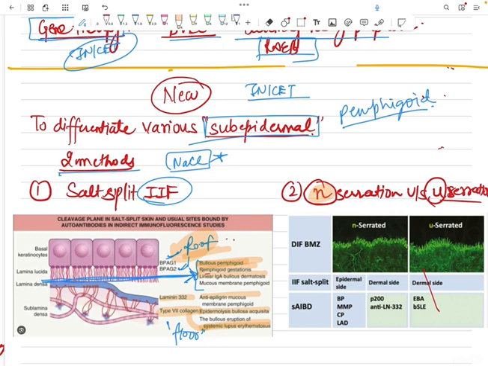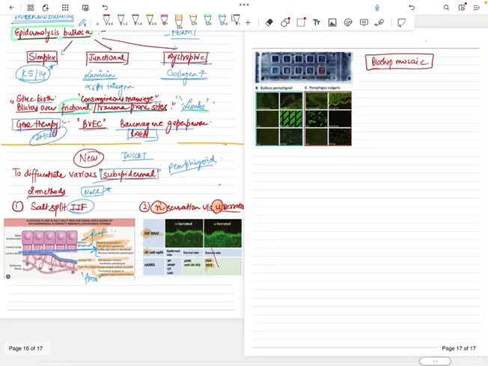A very new entity: N serration and U serration pattern on DIF. See, salt split is an IIF technique. This is DIF. So N serration and U serration. U serration only in two: EBA and bullous LE, the rest is N serration.